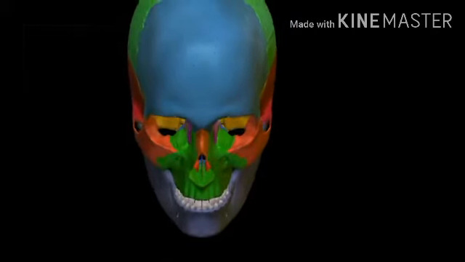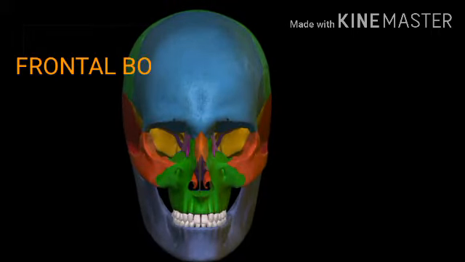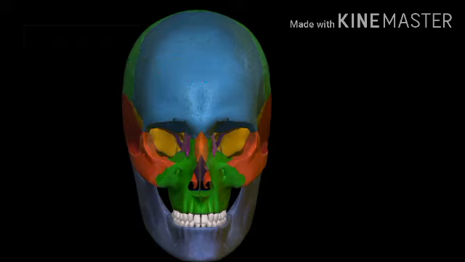The first bone that we want to look at is the frontal bone. This one is joined to the posterior bones via the coronal suture. So the coronal suture and the coronavirus have got something in common in that they both resemble a crown.